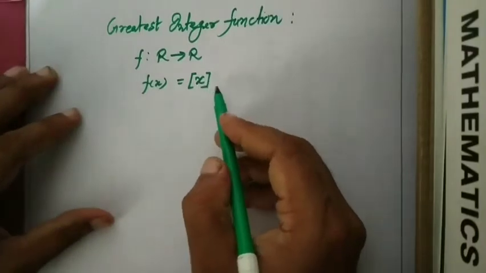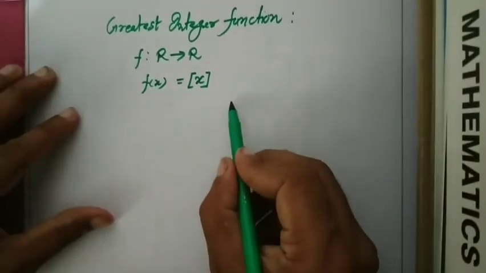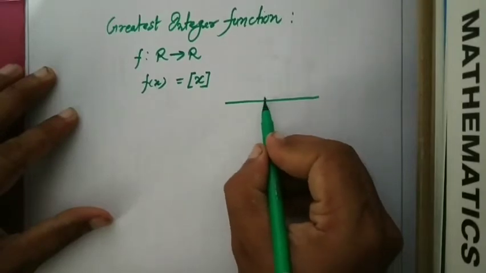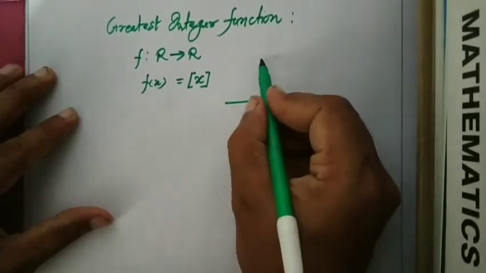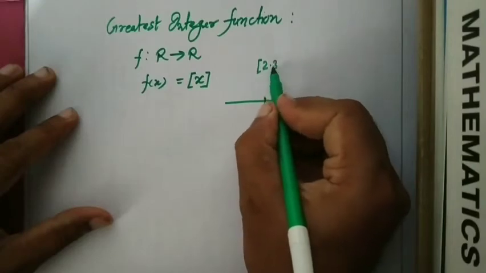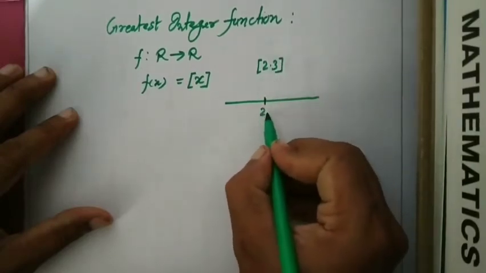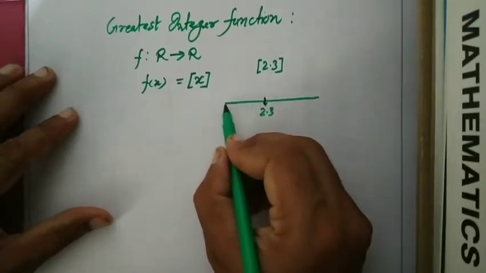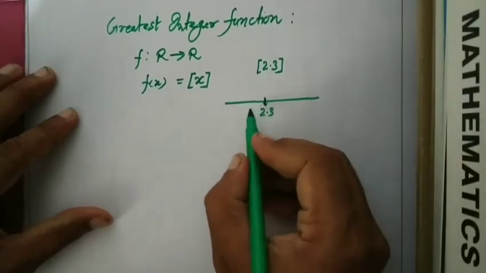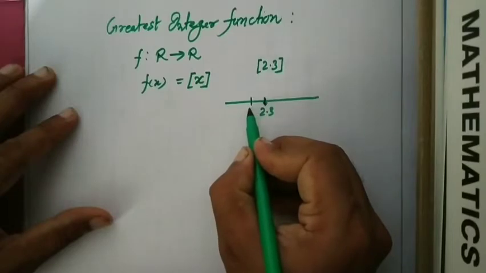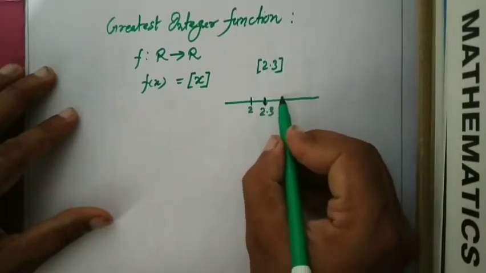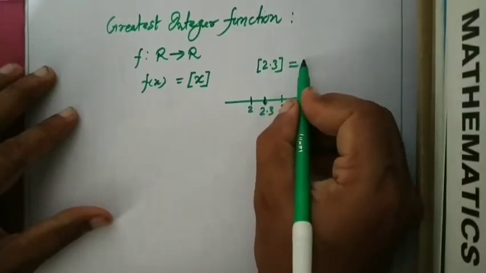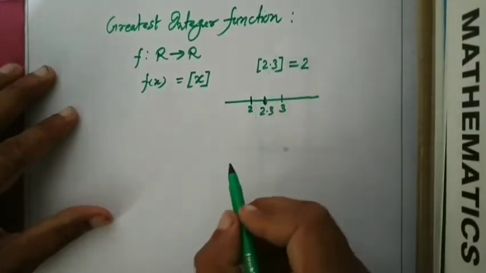side. That means if I have a number line, and any particular point you are choosing for the greatest integer function, suppose 2.3. With respect to this point 2.3, from the left side, what is the greatest integer on this number line? That is going to be 2, because 2.3 is situated between 2 and 3. So 2 is going to be the value of the greatest integer function of 2.3.